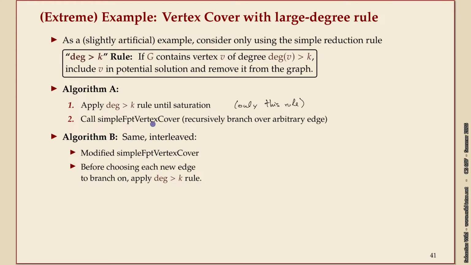And then we call the same algorithm that we've had before, the simple version, the baby FPT algorithm from all the way back, where we just take an arbitrary edge and say, well, I'm going to include either one endpoint or the other. So I get this 2 to the k as search space. Okay, that's the simple FPT vertex cover. And algorithm B is the same idea, same ingredients, but interleaved. So we modify this algorithm, keep the same basic recursive structure, but we check whether we can remove more high-degree vertices in each recursive call.